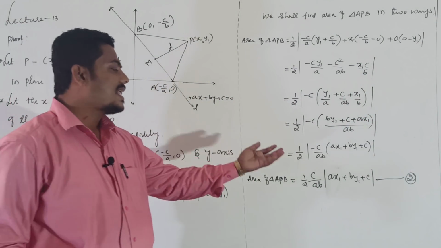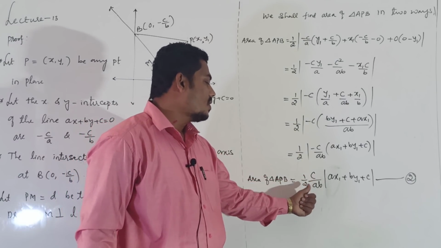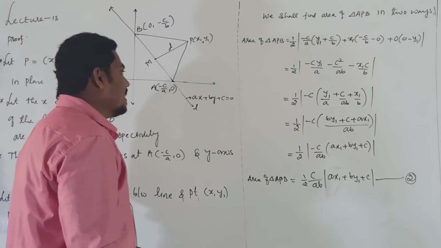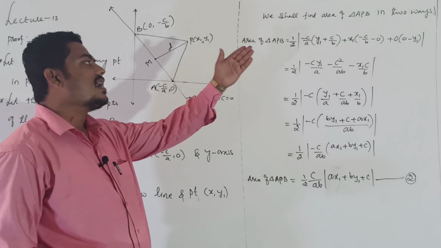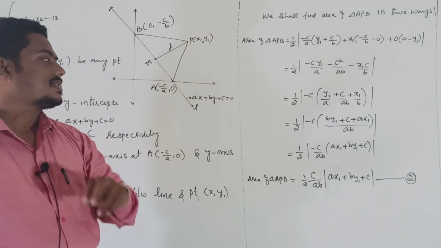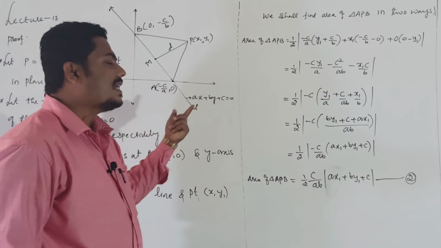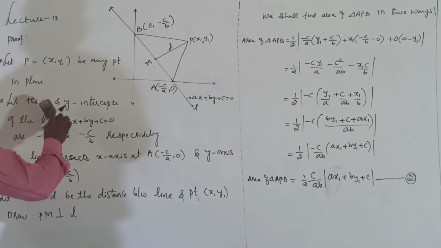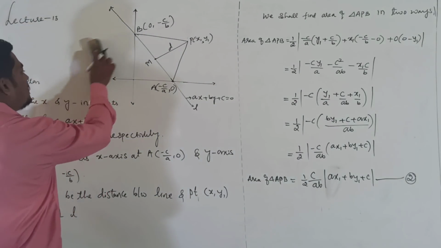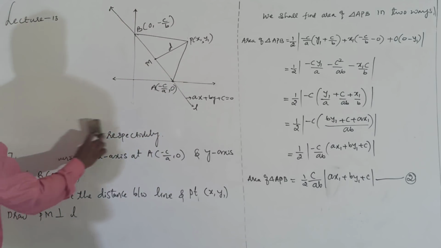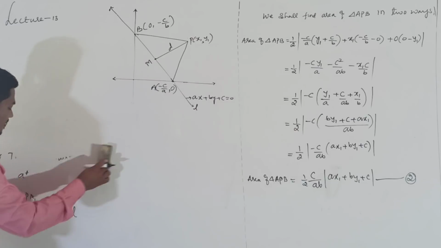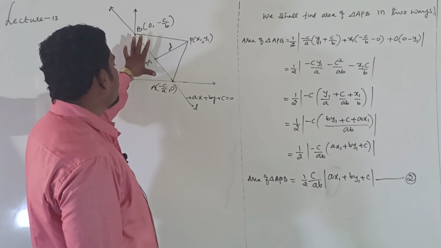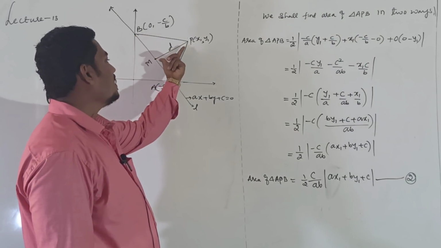By using vertices, area of the triangle APB is equal to 1 by 2 times C divided by AB into AX1 plus BY1 plus C. In another method, we shall find area of this triangle APB in two different ways. One by using vertices, another method by using height and base. In this figure, area of the triangle APB by using base and height. In this triangle, AB is base, PM is height.